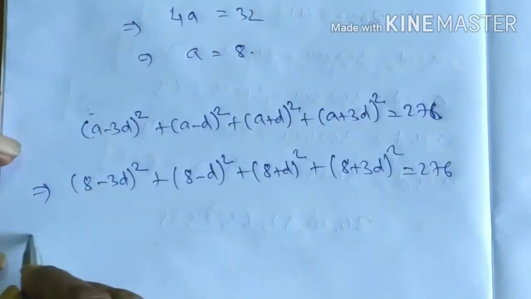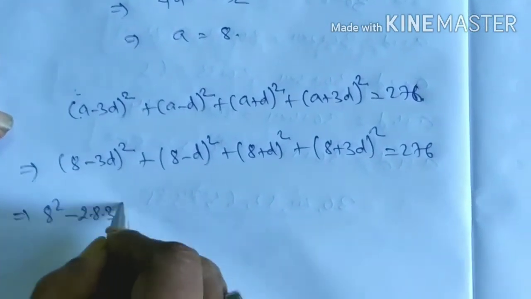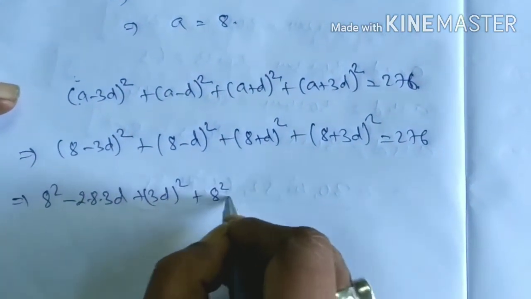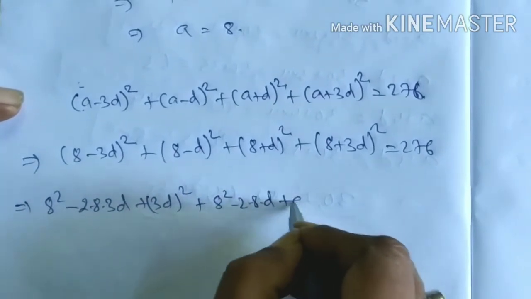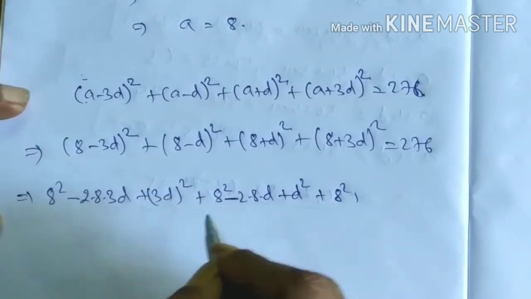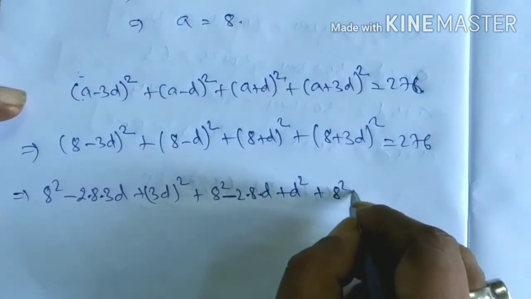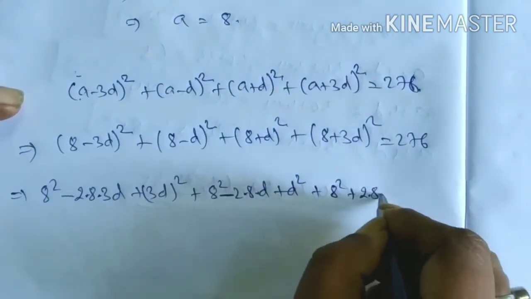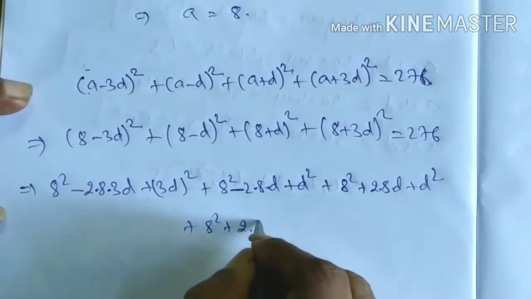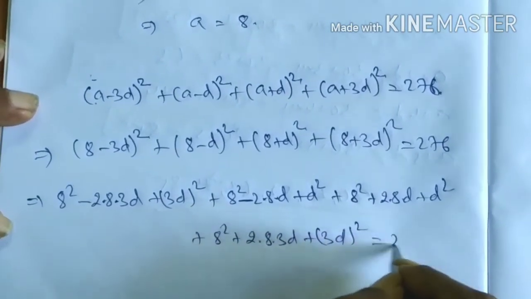Now open the brackets. A minus b the whole square. 8 square minus 2 into 8 into 3d plus 3d the whole square. Again 8 square minus 2 into 8 into d plus d square. Again 8 square plus 2 into 8 into d plus d square. Again 8 square plus 2 into 8 into 3d plus 3d the whole square is equal to 276.